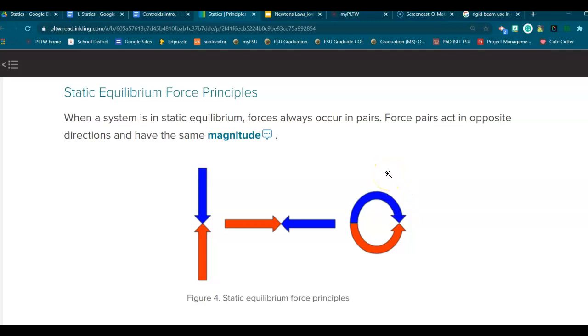Make sure you're taking notes, pausing the video, and adding the diagrams as well as the definitions. When a system is in static equilibrium, forces always occur in pairs. We like this. Force pairs act in opposite directions and have the same magnitude.